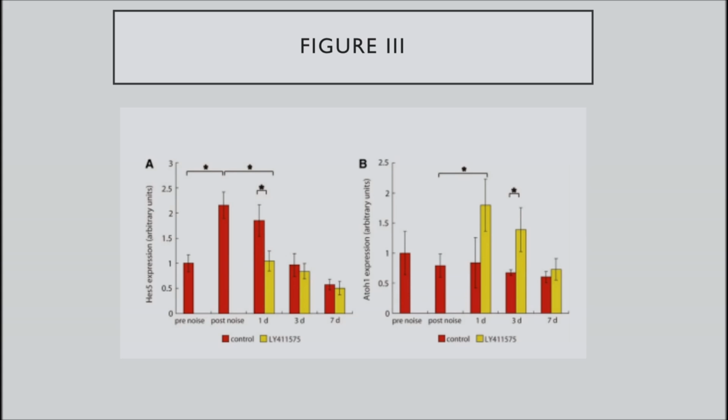In Part B of Figure 3, injections of the gamma secretase inhibitor into the ear increased the expression of the ATOH1 gene when compared to wild-type mice. Together, this figure shows us that activation of Notch signaling through hearing damage is possible.